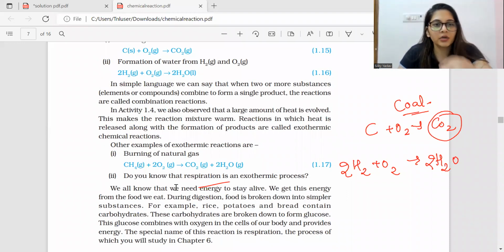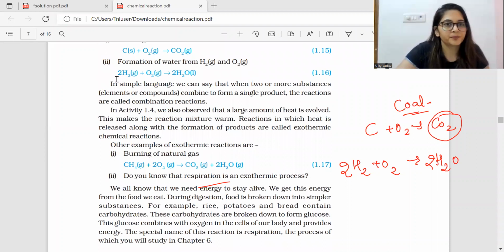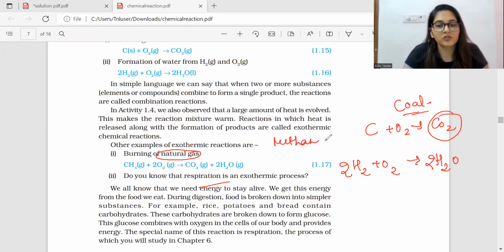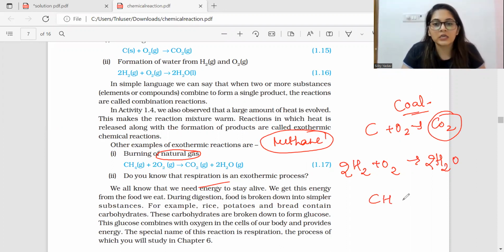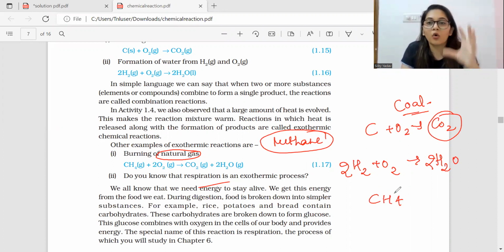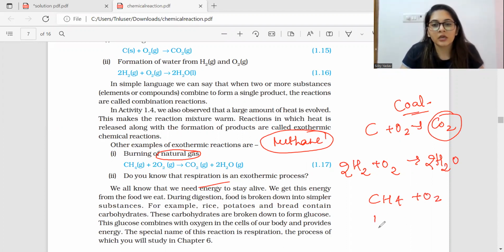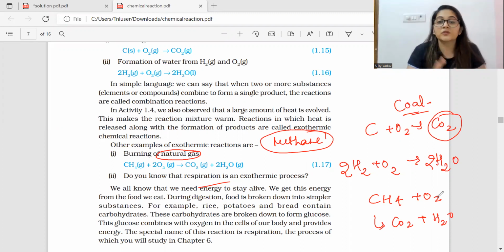Next is burning of natural gas. You all know that natural gas is methane. Methane is a natural gas, always remember. The formula of methane is CH4. I'm saying burning of natural gas. Burning means a facilitator will be required, which is O2. So with this reaction, we are going to get carbon dioxide and water. When methane is burned in the presence of oxygen, we'll get carbon dioxide and water.